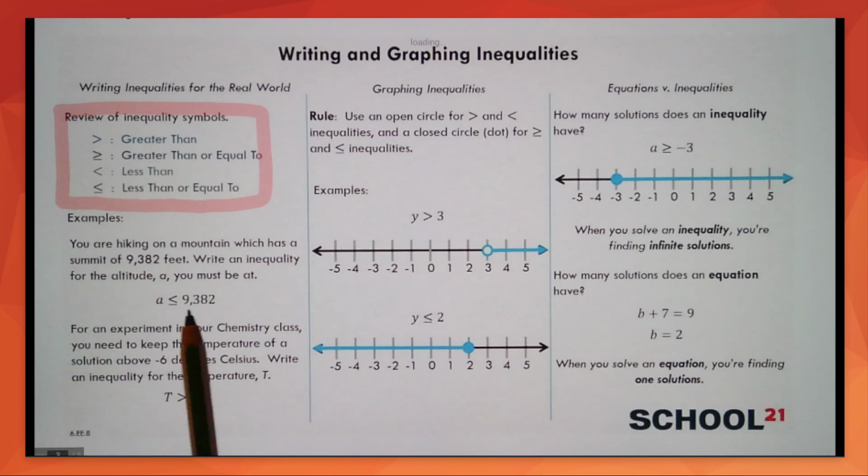So that's why less than or equal to is a more appropriate choice here. Your altitude is either less than or equal to the summit, or the top of the mountain, which is 9,382.